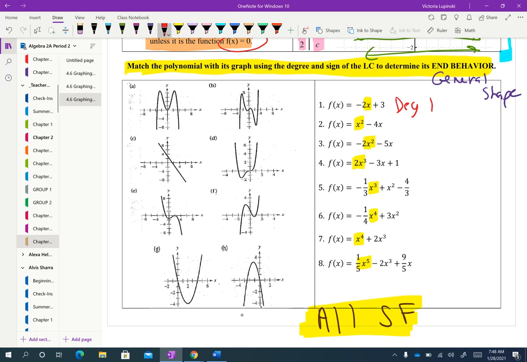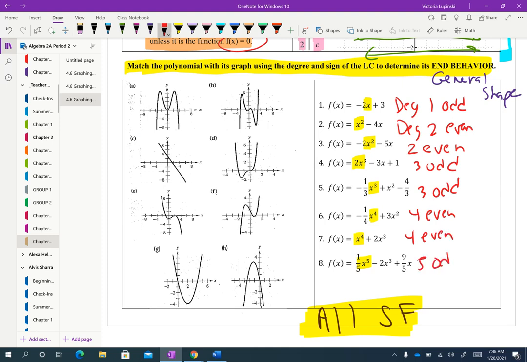Now that we know what the degree is, in number 1 the degree is 1, which is odd, versus number 2, degree 2, which is even, then 3 is odd, 4 is even, and 5 is odd. Then we want to indicate whether it's a positive or a negative out front. So in number 1, it's negative, then positive, negative, positive, negative, negative, and then positive, positive.